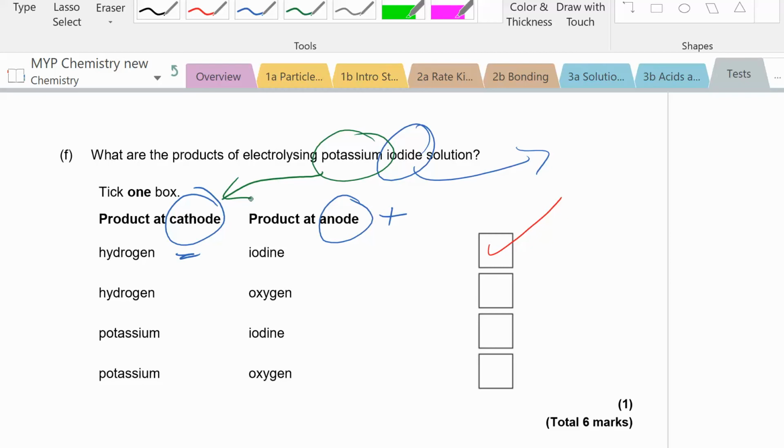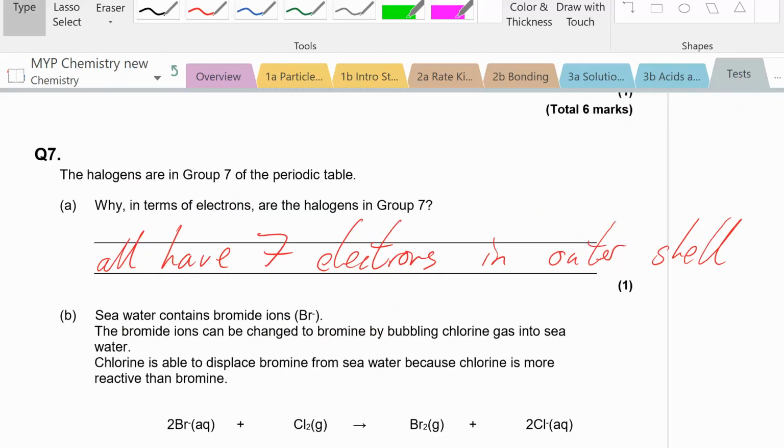However, because it is in solution, there is also water present. So if potassium did form, it would straight away react with the water in the solution and give off hydrogen gas, hence hydrogen being one of the products. And at the anode, the iodine will simply form there because the iodine has the negative charge, so it is attracted to the positive anode.